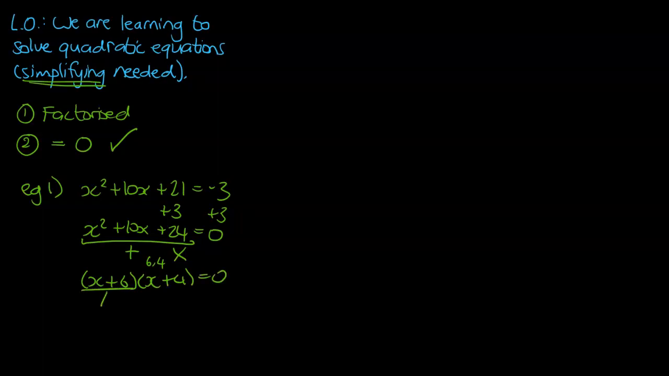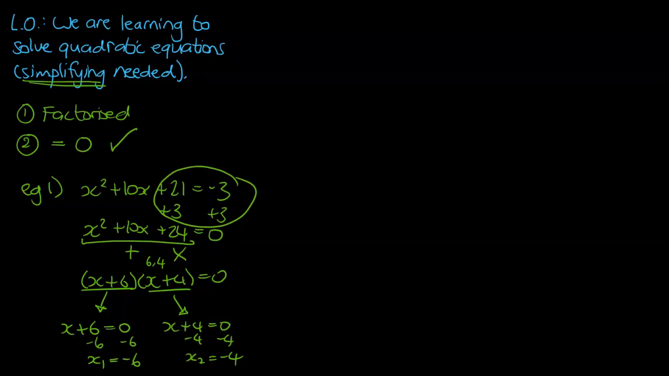We're then going to split off into two separate equations. And this is where it's going to get a bit easier. x plus 6 must be equal to 0. x plus 4 must be equal to 0. Our first answer, minus 6 minus 6, so x1 equals negative 6. And then minus 4 minus 4, the second answer of x will be equal to negative 4. So hopefully that first example makes sense, just showing us a bit of simplifying is needed to make sure one of the sides is equal to 0.